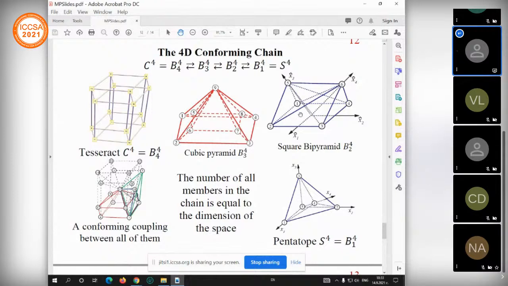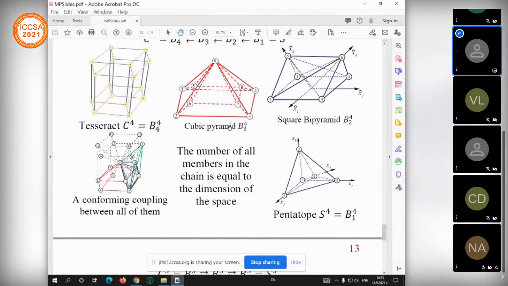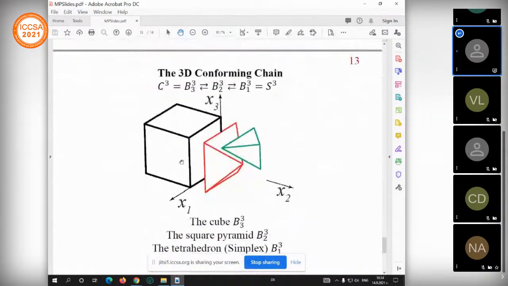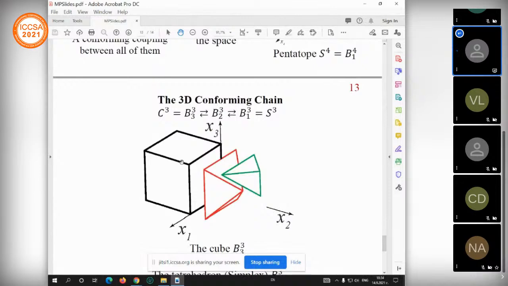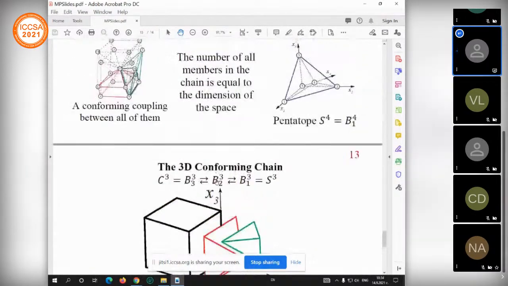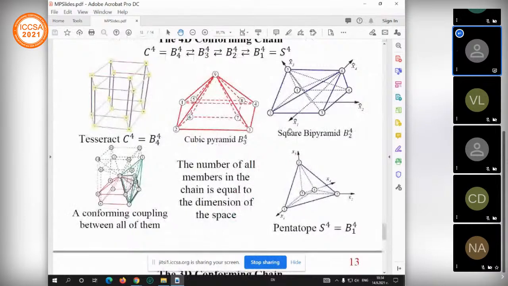But considering the next couple, the cubic pyramid and the square bipyramid, they will share something which is written in the 3-dimensional case. In other words, this is written in the 3D conforming chain. And this is a square pyramid. Both of these share the square pyramid.